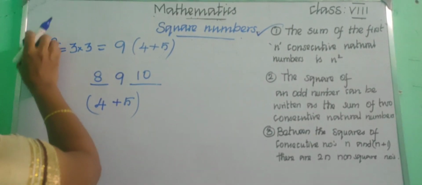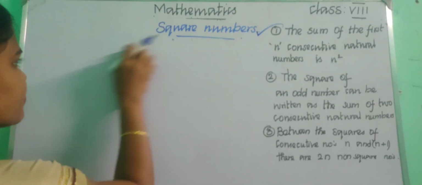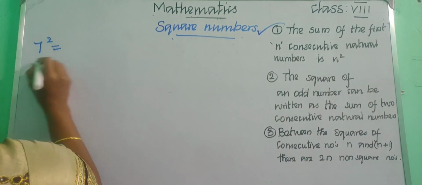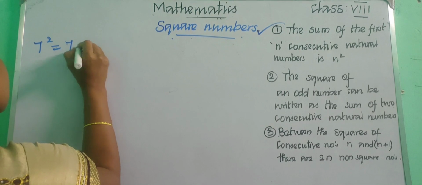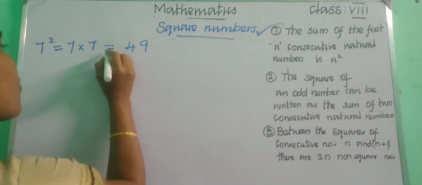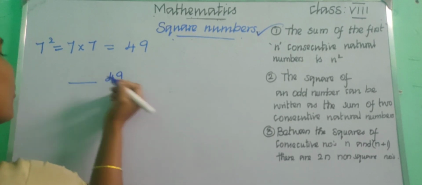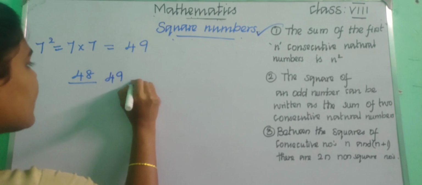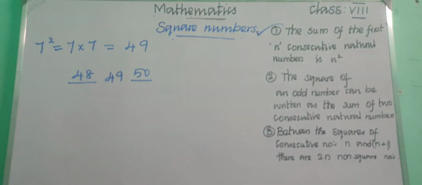Sorry, 7 squared. So how will you write 7 squared? 7 squared means 7 into 7. 7 sevens are 49. Right. So what is the predecessor of 49? 48. And what is the successor of 49? It is 50.